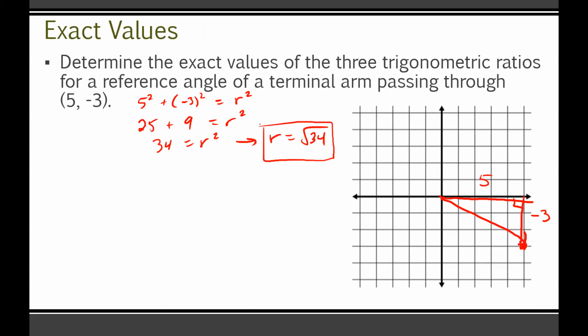If it was a nice number to square root, then square root it. Like if it was 36, we know the square root of 36 is 6, but it's not a nice number, so we'll just leave it as root 34. So root 34 is our hypotenuse.